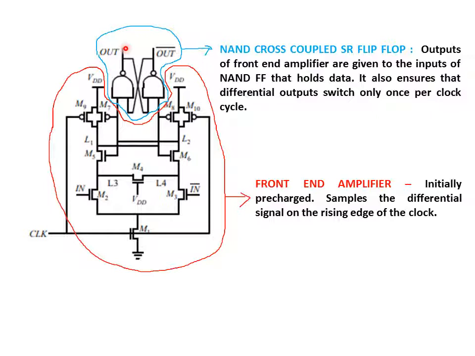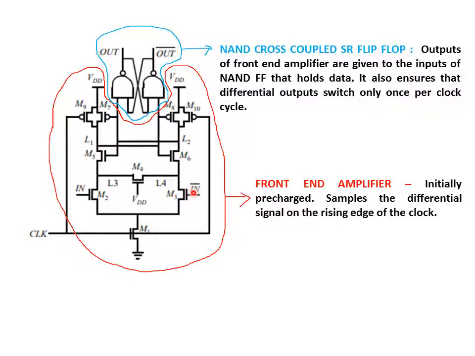set or reset, right? Secondarily, you have this part which is highlighted in red, which is called the front end amplifier. The primary function of this front end amplifier is to generate the outputs at nodes L1 and L2. You can see that the value at L1 is fed only to this NAND gate, and the value at L2 is fed only to this NAND gate. So the voltages at L1 and L2 are based upon the inputs applied here.